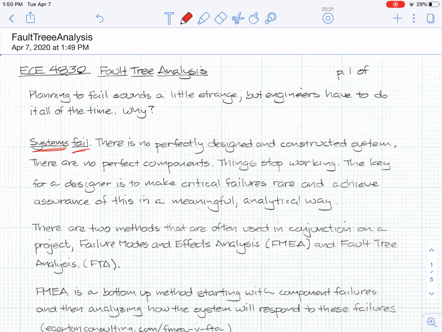Systems fail. That's what they do. There's no perfectly designed and constructed system. You don't have perfect components. They fail. Things stop working. And what you're trying to do is to make critical failures rare.